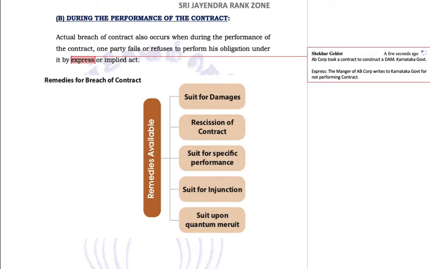During the contract work, when it has already started, the manager of AB Corp writes to the Karnataka government that I will no longer perform this contract, citing difficulties. Now, this is an express breach of contract.